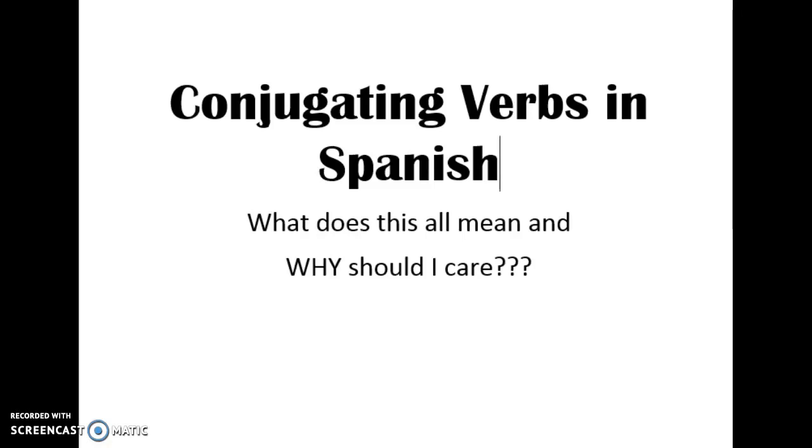So the way I'm going to approach this is I'm going to basically walk through what if you came into my office to meet with me and said, I don't get verb conjugations in Spanish. This is how I would approach helping you with that question. So what does it mean to conjugate verbs? Why should I care? How is this going to help me speak and write in Spanish?